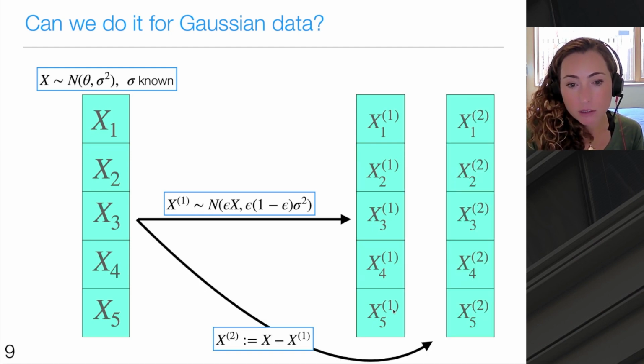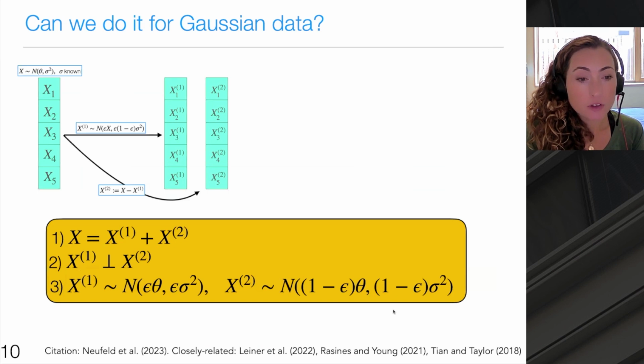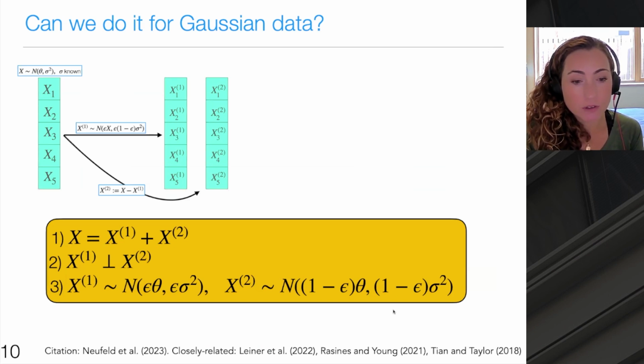Okay, well, what do I get from doing this? Well, I get some really nice properties. The first property is just by construction that x equals x1 plus x2. The second property is that x1 and x2 are independent.